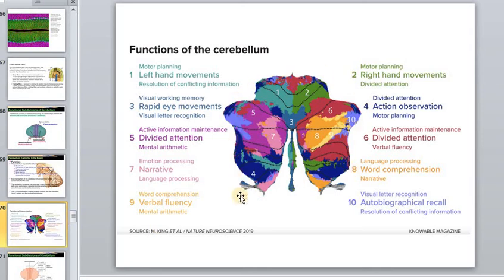And we have these areas. It's new information from the source. I will leave the links to this, and you see these areas. It's very perfect about all functions of the cerebellum, and you see the motor and visual information in the left hand movements, right hand movements from the different parts of the right and left sides of the body, and you see the rapid eye movements, divided attention, verbal fluency, auto recall, and word, it's a very special place.